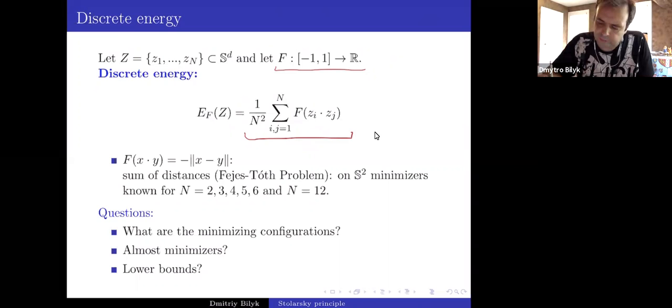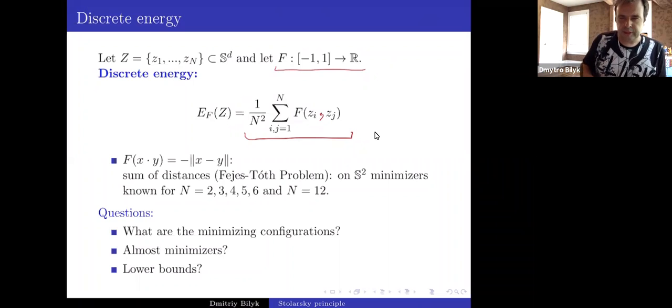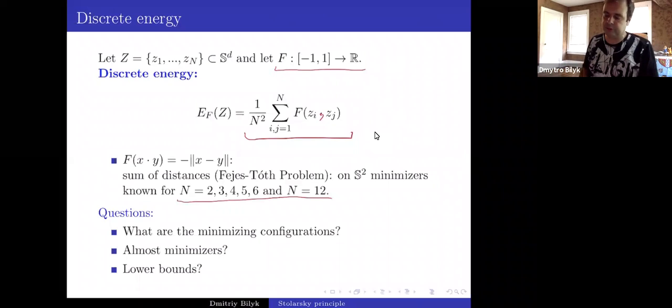But in general, of course, you should just put a comma here, and it's just a function of 2 points on the sphere or on the manifold that you consider. So in our example that we saw just now, the function that you come up with is essentially minus the distance. So if you want to minimize the energy, you come up with the sum of distances. That's the famous problem of Fejes Tóth, to find minimizers of the sum of Euclidean distances on the sphere. And it's not an easy problem, as most of you know. On S2, for example, only a handful of optimal configurations are known. But more generally, when you consider discrete energy, the natural questions to ask are: what are the minimizing configurations?